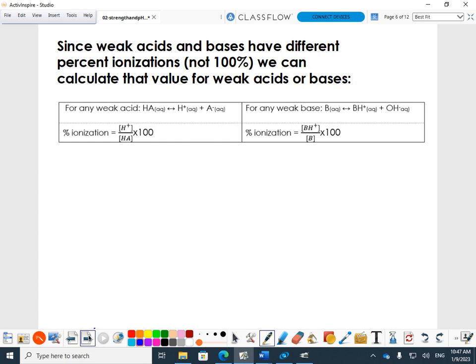So that means the ion concentration, which is in the top of the fraction, should be less than the original acid or base. Most people will associate an acid with hydrogen, so that's why I put the hydrogen ion concentration on the top. You can use either ion.